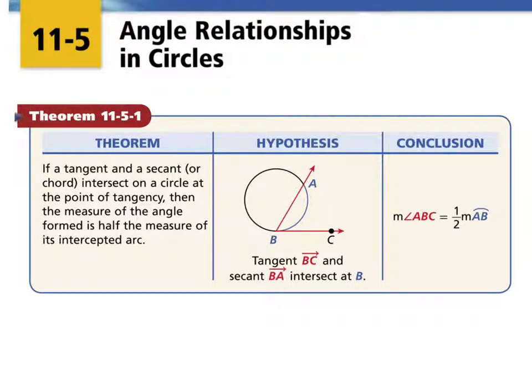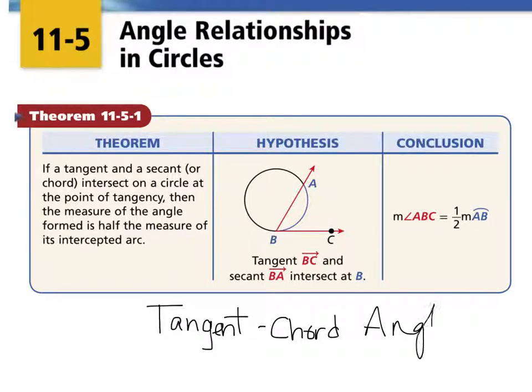This is what's called a tangent chord angle. And it's called a tangent chord angle because you have a tangent and a chord. Pretty easy. So tangent, chord. Now you'll notice that the vertex is on the circle. That's important. On the circle.